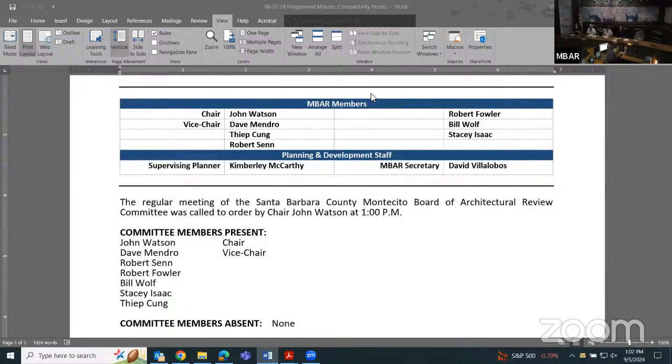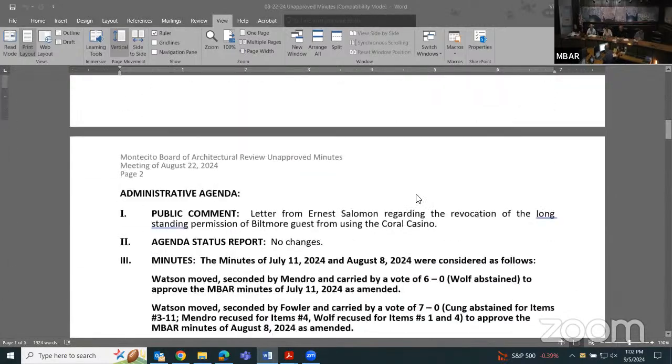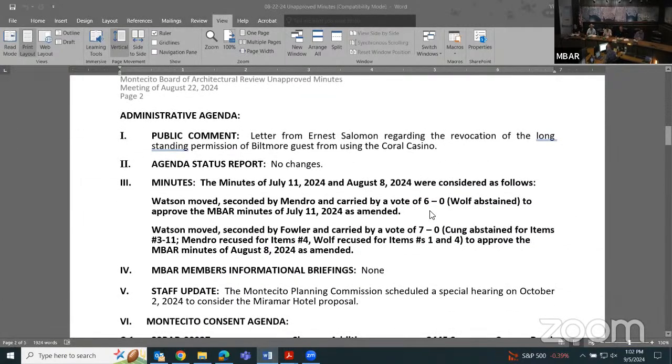Yeah, so first, comments, anyone? Yeah, I had a couple things. On item C1, item 1, it says the applicant is to work with the planner and consult with MBAR member Sen. I think it's probably you, Rob, right? Fowler? We're talking about the study of the 101 driveway configuration. Yeah, it should be Fowler.